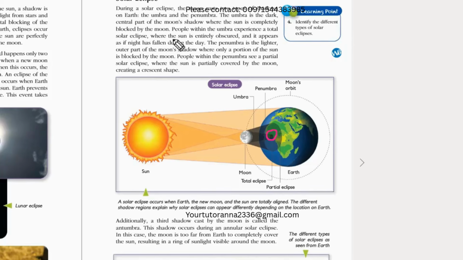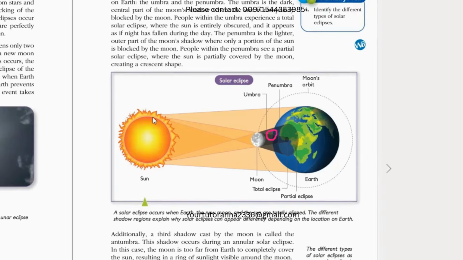A total solar eclipse is where the sun is entirely obscured. So the sun is completely being blocked by the moon. And then the penumbra is the lighter part. So you'll see a bit of light. It will not be as dark as the umbra part. It's the moon's shadow where only a portion of the sun is blocked by the moon. People in the penumbra see a partial solar eclipse, and the other part, they see a full solar eclipse.